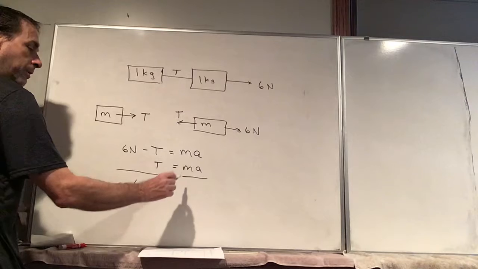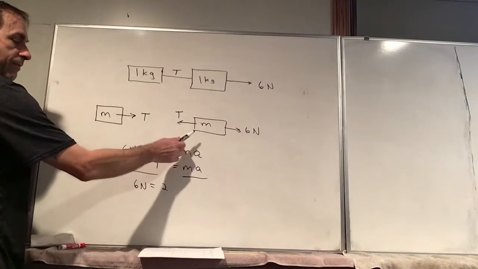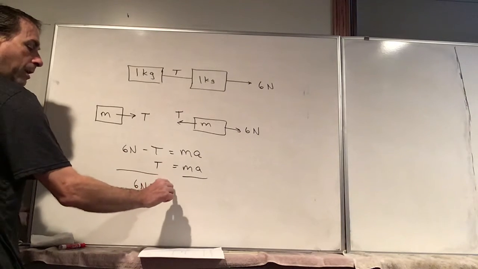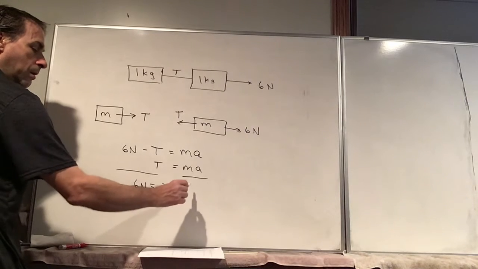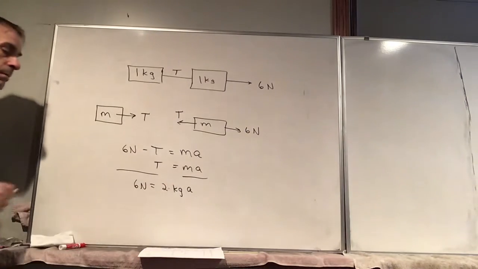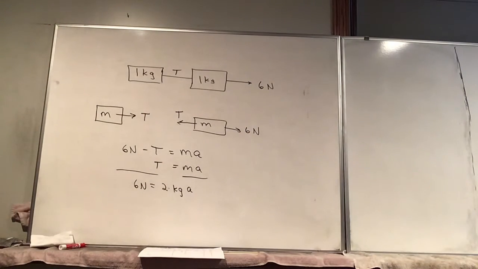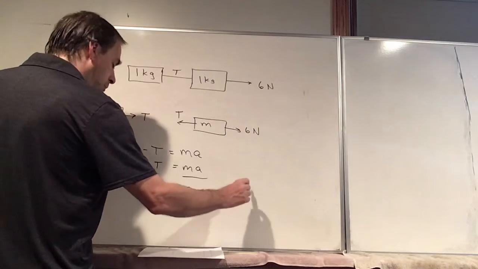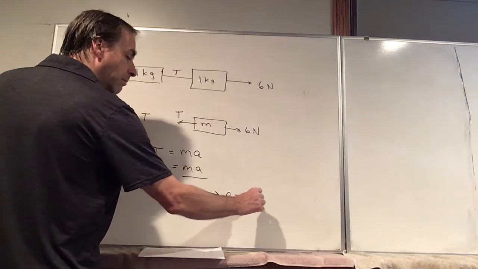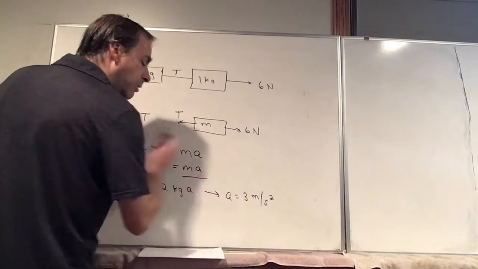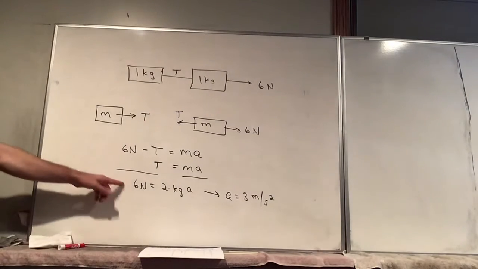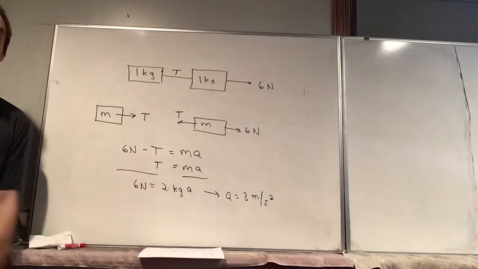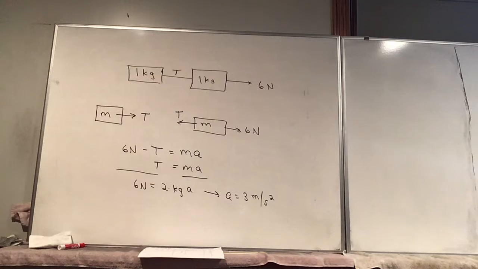6N equals, remember, we have MA plus MA, but the mass is 1 kilogram, so I'll just write 2 kilograms times A. And so if we divide, we have A is equal to 3 meters per second squared. So 6 over 2 is 3. A Newton over a kilogram is a meter per second squared.